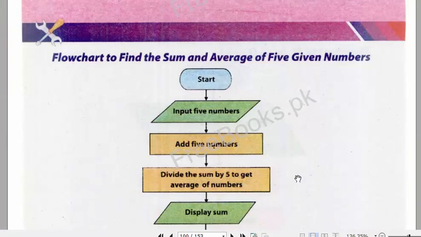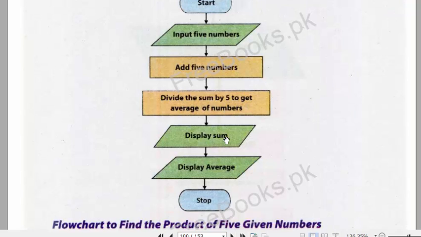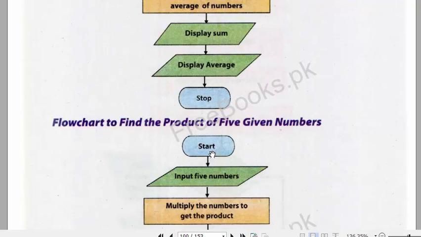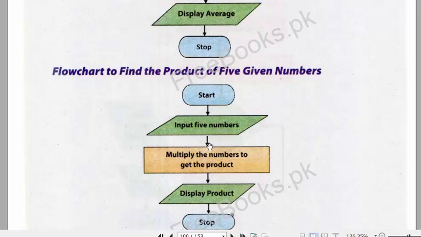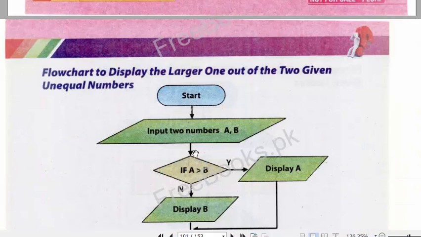Next is a flowchart to find the sum and average of 5 given numbers. Start. Input 5 numbers. Add 5 numbers. Divide the sum by 5 to get the average of the numbers. Display sum. Display average. Stop. Next is a flowchart to find the product of 5 given numbers. Start. Input 5 numbers. Multiply the numbers to get the product. Display product. Stop.